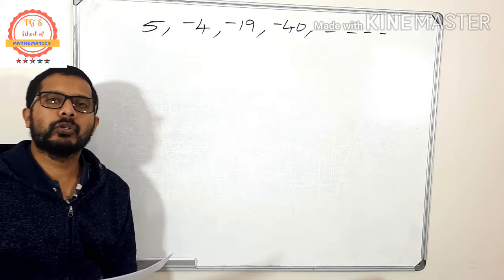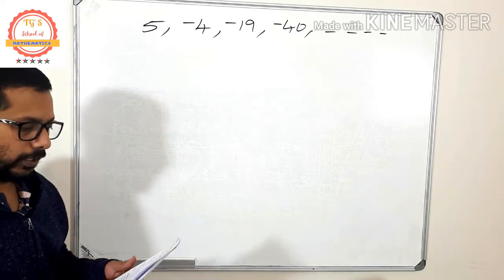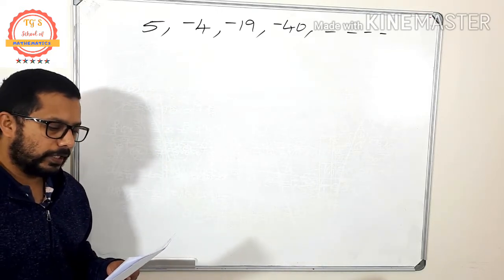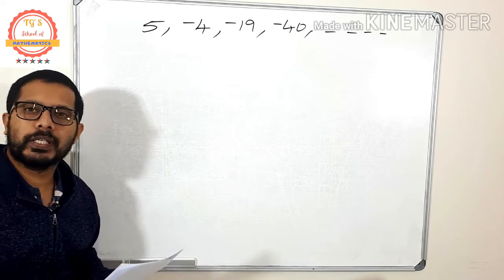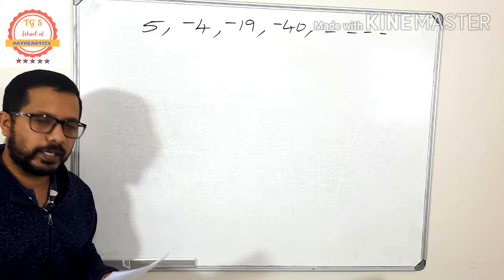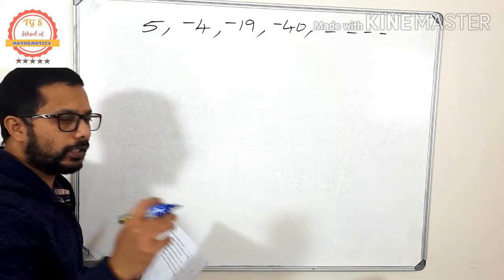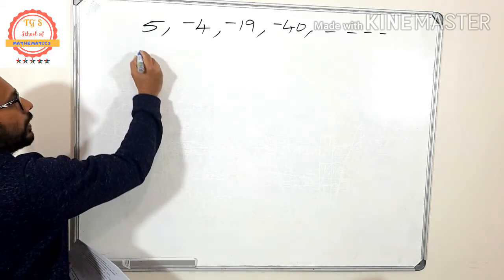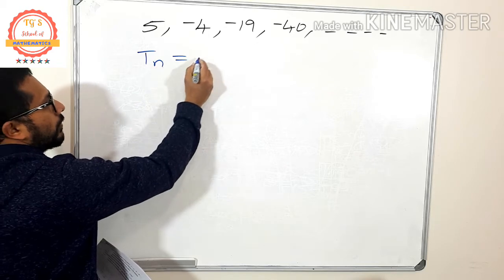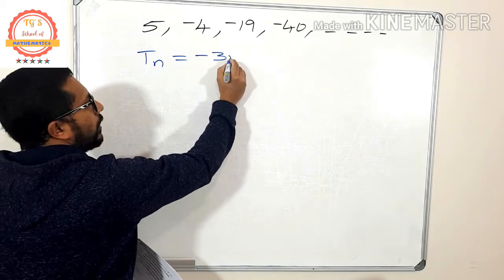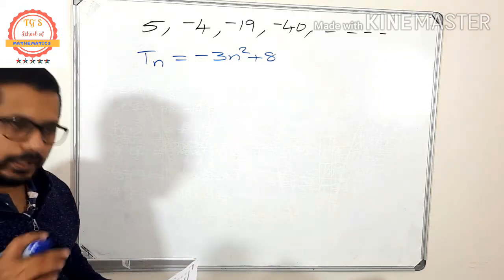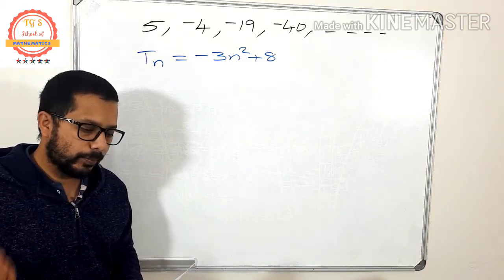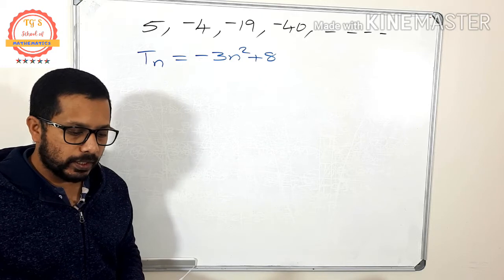Now let's go to question number 2.1.3. Which term of the pattern will be equal to minus 25,939? So don't forget that in the previous question we got the Tn. What was our Tn? Minus 3n square plus 8. Now in this question, which term of the pattern will be equal to that?